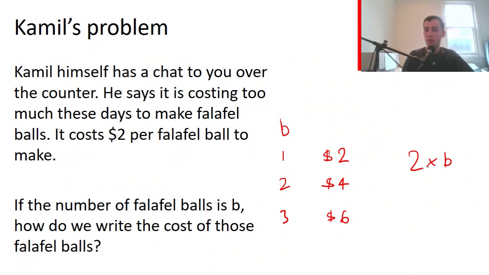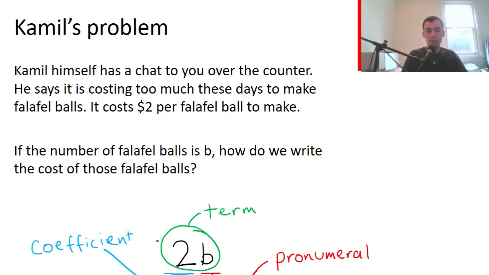Now, remember before we said we can write 2 times B as 2B, and I said briefly that this is a term. Look at this 2B in detail. This whole thing is called a term. Remember the B is a pronumeral, and the number multiplying the pronumeral, this 2 over here, is always called a coefficient. So if I have 3x, or 279z, then this is a coefficient, and this is a coefficient, and that's a pronumeral, and that's a pronumeral.